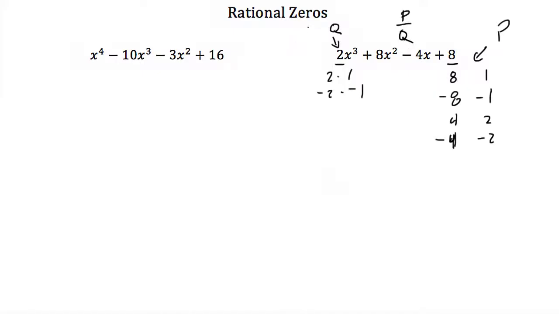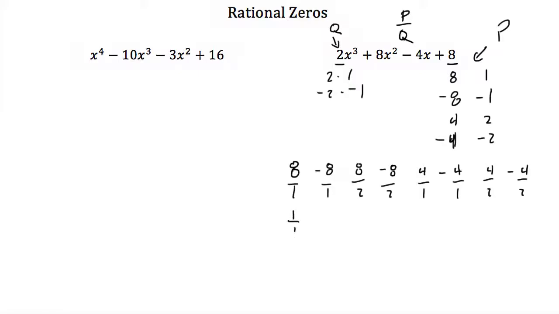So all of our possible rational zeros would be 8 over 1, negative 8 over 1, 8 over 2, negative 8 over 2, 4 over 1, or negative 4 over 1, 4 over 2, or negative 4 over 2, 1 over 1, or negative 1 over 1, negative 1 over 2, or positive 1 over 2, 2 over 1, or negative 2 over 1, and then 2 over 2, or negative 2 over 2.